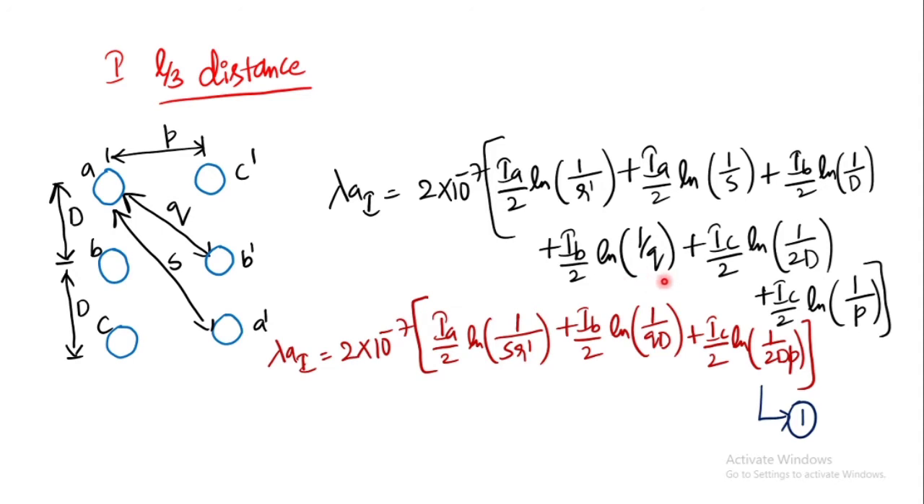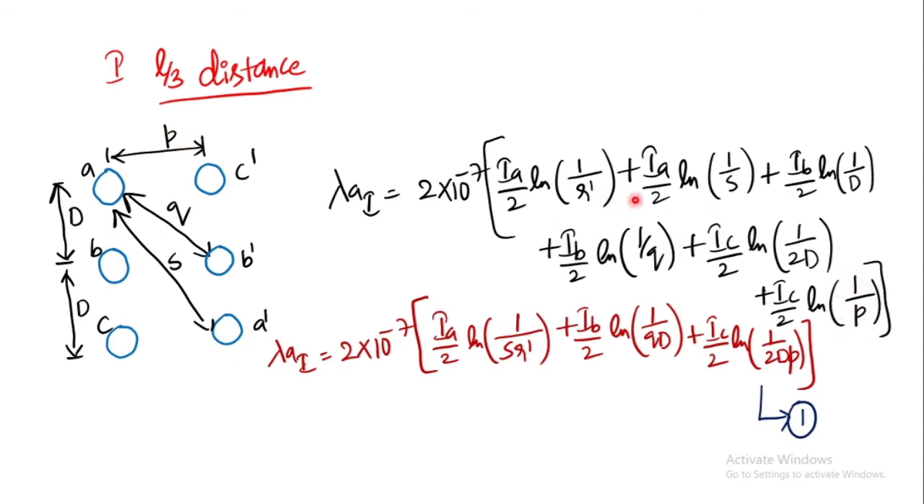B is completed. Now we need to go for C. Now what is C to A distance? C to A distance is D plus D, 2D. That is the reason why we got ln of 1 by 2D. Next, from C dash to A distance. What is the distance between C dash and A? P. So it is ln of 1 by P.